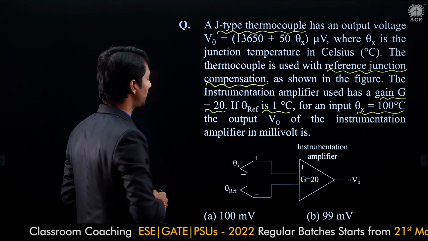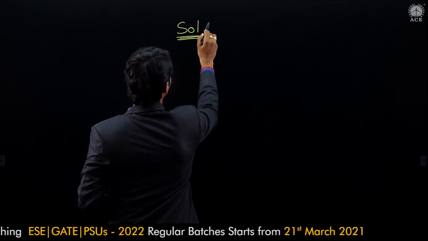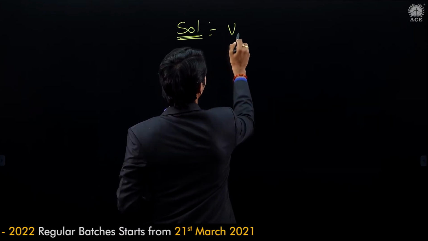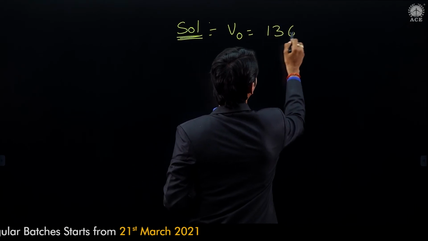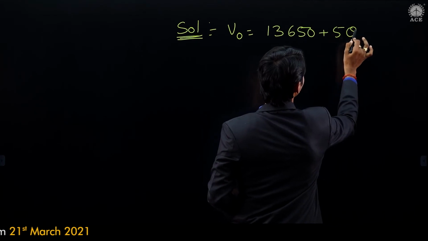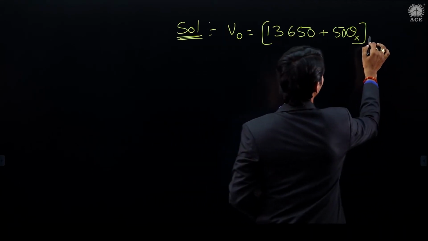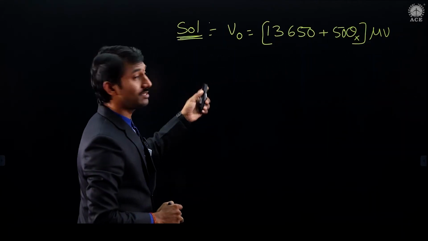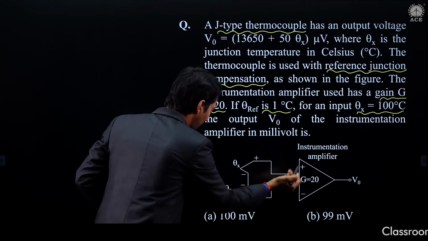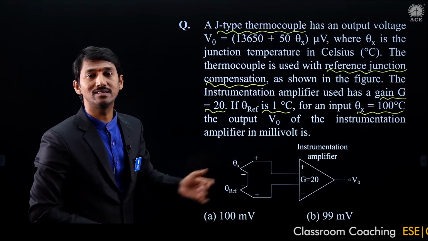Okay. Let us write the given data first. Sir, what is V0? V0 equals 13650 plus 50 theta x, in microvolt. Sir, this is the data given in the question. Okay, well and good. But sir, if you see the figure, what can be the V0 value? Means from the figure, what is the V0 value?